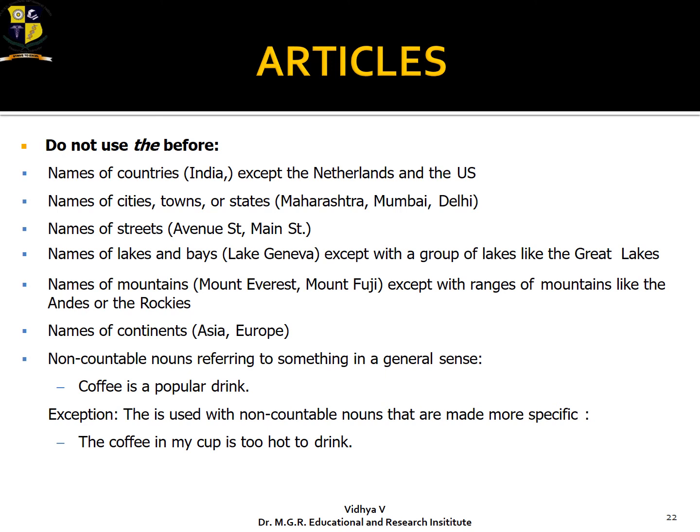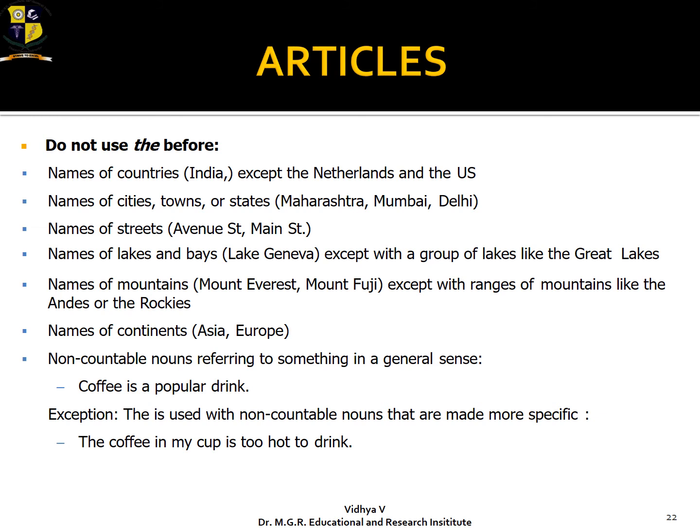You cannot say the Maharashtra, the Mumbai. Then names of streets, the Main Street, the Avenue Street. And names of lakes and bays, the Lake Geneva. Not like that. But you can use the with a group of lakes like the Great Lakes. Do not use the before names of mountains except with ranges of mountains like the Rockies, the Andes. Do not use the before names of continents. You cannot say the Asia, the Europe.